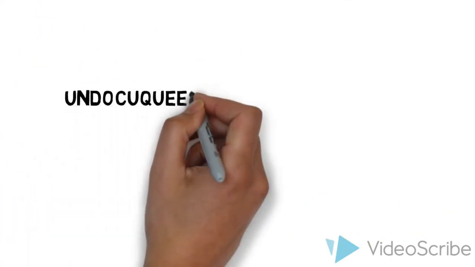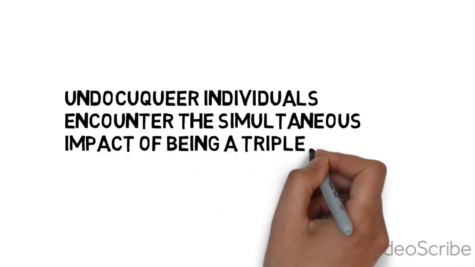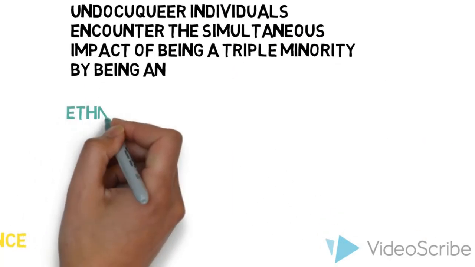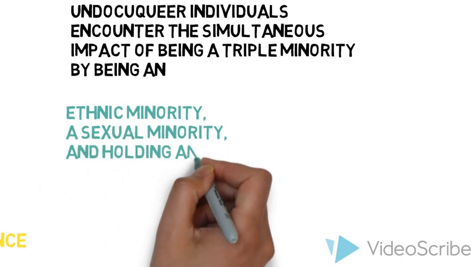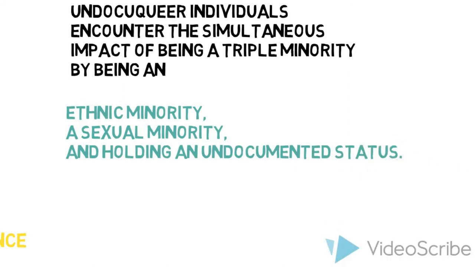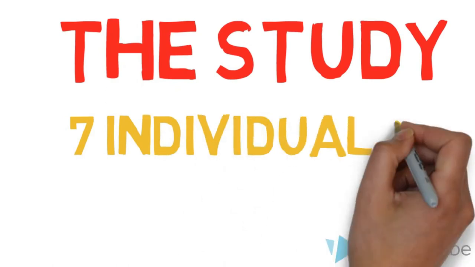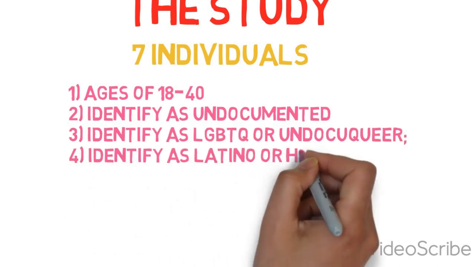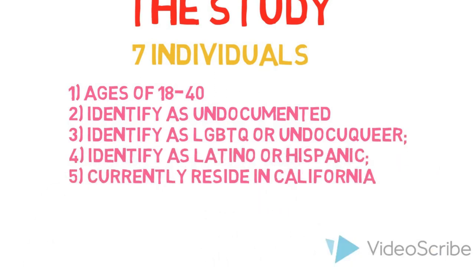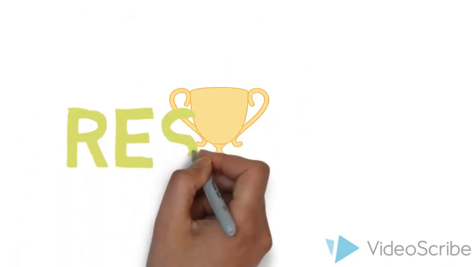Undocu-queer individuals encounter the simultaneous impact of being a triple minority by being an ethnic minority, a sexual minority, and holding an undocumented status. That's not one, not two, but three levels of oppression. Now let's look at the study. It included seven individuals. The criteria: ages between 18 and 40, undocumented, undocu-queer, Latino, Hispanic, and currently reside in California. Now let's look at the results.